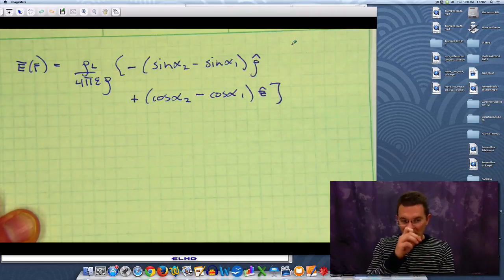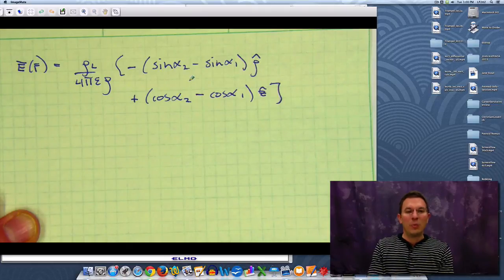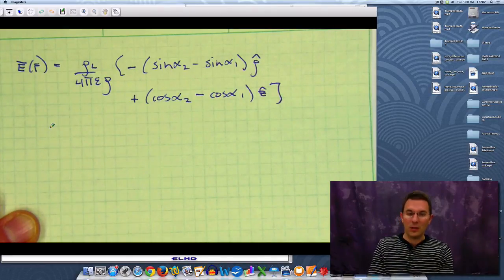So in the end, the electric field due to a finite charge distribution is inversely proportional to rho, the distance from the z-axis, essentially. It's inversely proportional to rho, and it depends on, it shouldn't be too surprising either, the angle where you start and the angle where you end. Now, what I would like you to do as an exercise is to take this expression and find out what the electric field at a point r is due to an infinitely long line charge. That's your homework for next time.